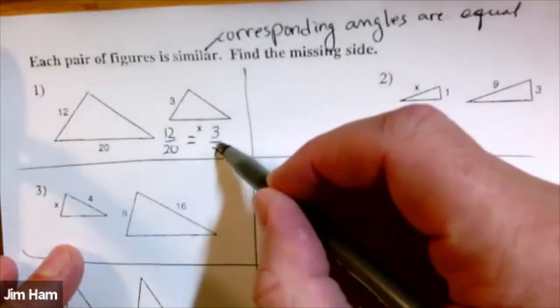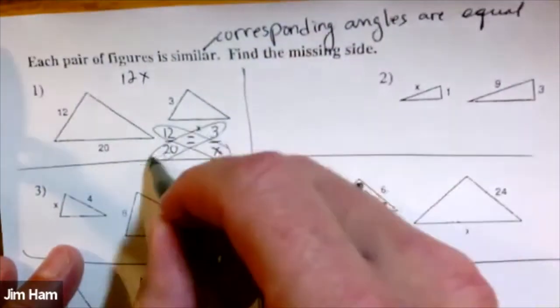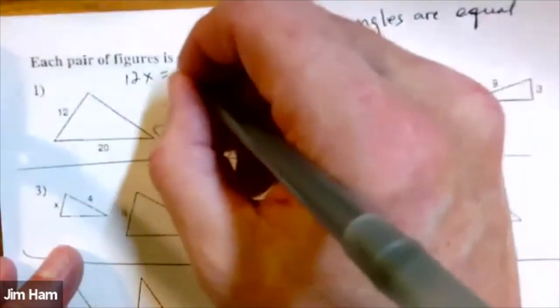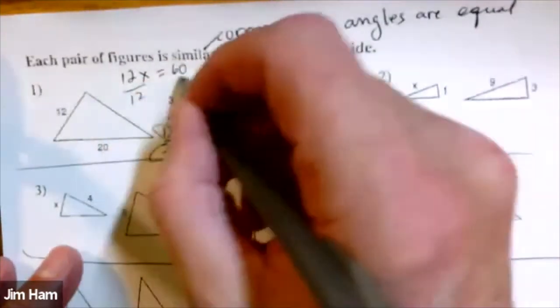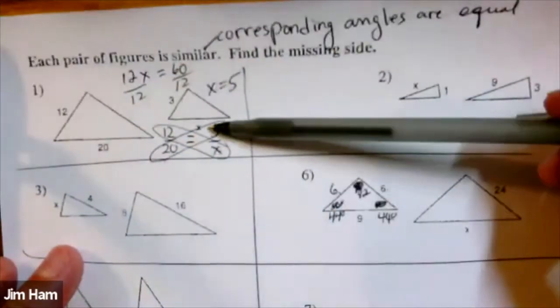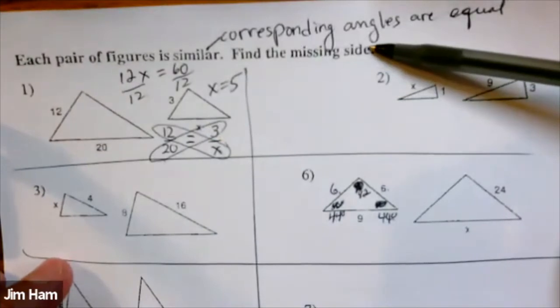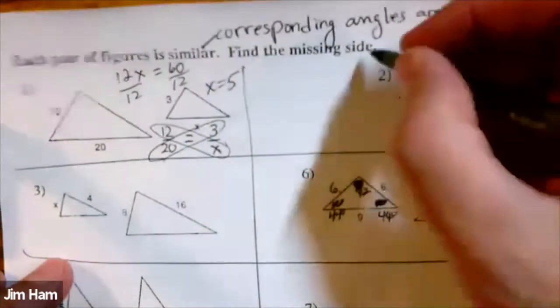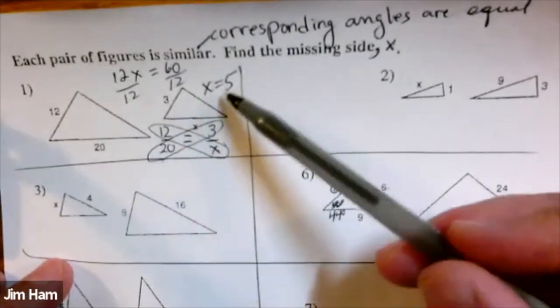So in solving proportions, we're going to cross multiply. 12 times x, 12x, 20 times 3, that's 60. And then we'll solve the algebraic equation, divide both sides by 12. So we get x is equal to 5. So that missing side there is what they're asking us to find. Find the missing side. So you set up a proportion using similar triangles and then solve for x.